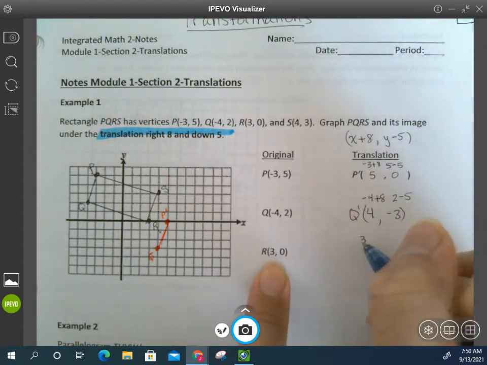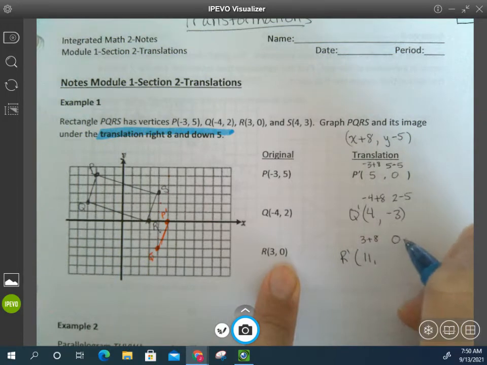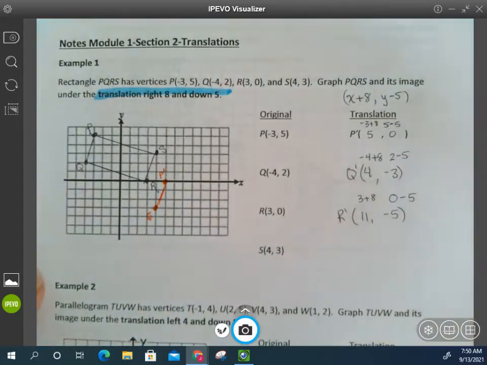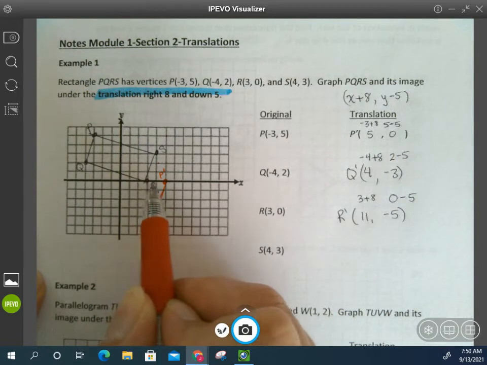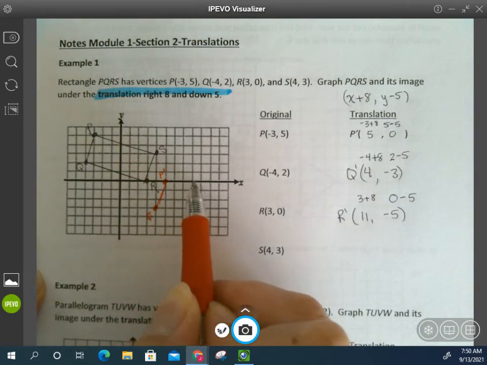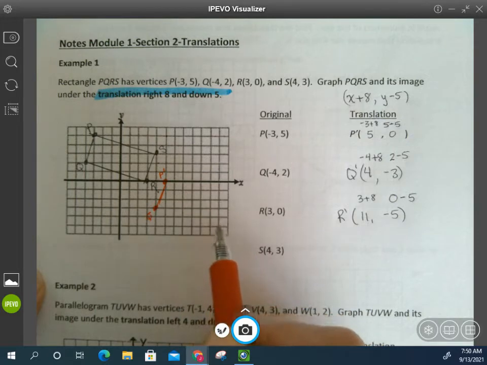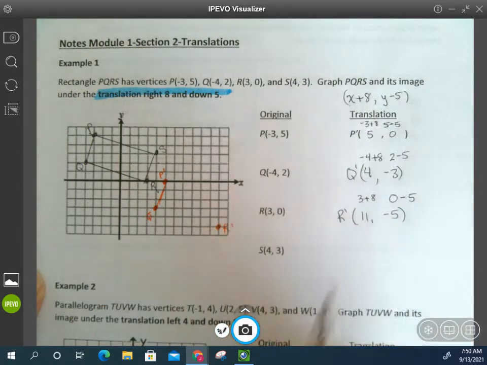So I'm going to take my 3 plus 8 to get R prime as 11. I'm going to take my Y value and take away 5 to get my Y value of -5. Now, if you're sort of questioning it, you can go ahead and still count it out. But I'm going to go ahead and graph it. All right, there's my 11. 1, 2, 3, 4. There's my -5. And that is R prime.